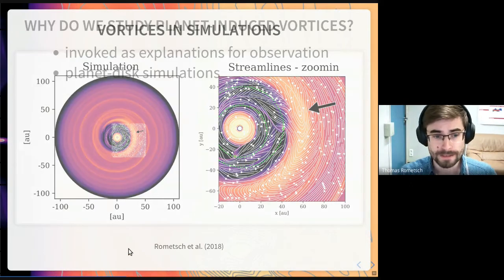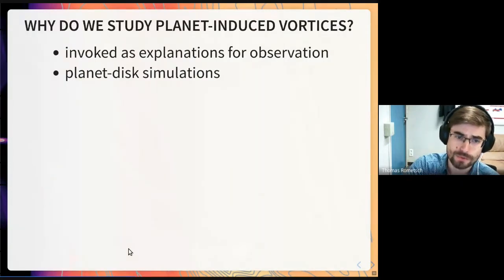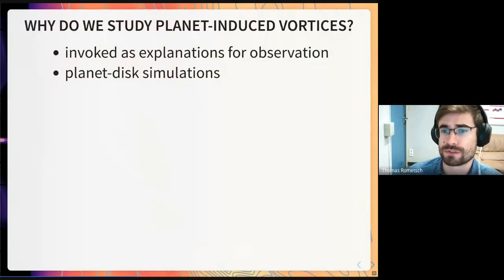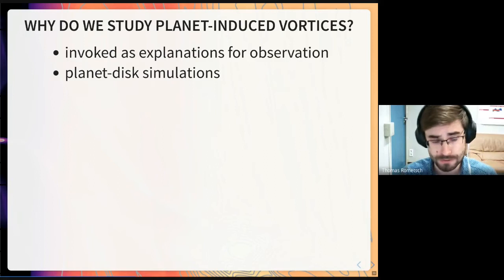Okay, so this brings me to this, always the introduction to why we want to study these planet-induced vortices. They're often invoked to explain observations, or at least in some instances, and we know them from planet-disk simulations.